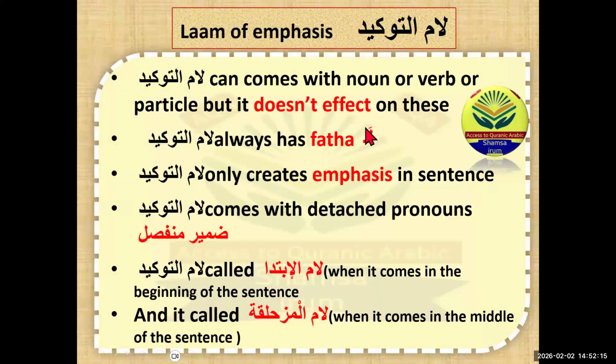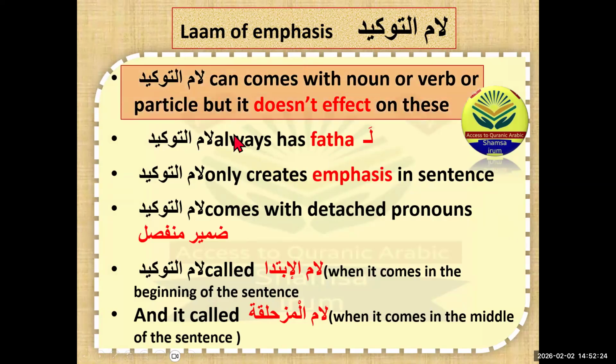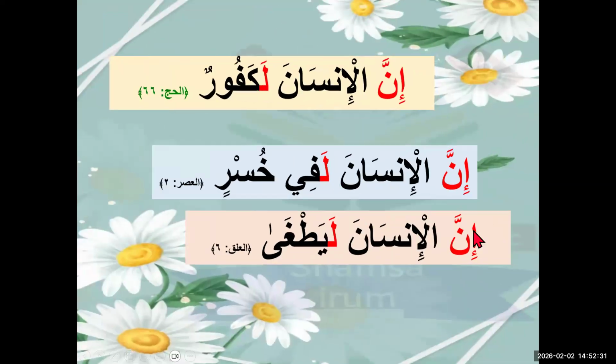Okay, now I bring this slide again because I want to explain something again. I hope you understand lamul ibtida and lamul muzahlaqa as well. Now let's move on to the first part. The lamu tauqeed can come with the noun or verb or particle, but it doesn't affect them. For explaining this point, I got very nice ayat from the Quran Majid. I was so happy when I was searching for the ayat for you. When I got these three, I was so happy. I hope you will be happy to learn, and I am very happy to explain them, inshallah ta'ala.